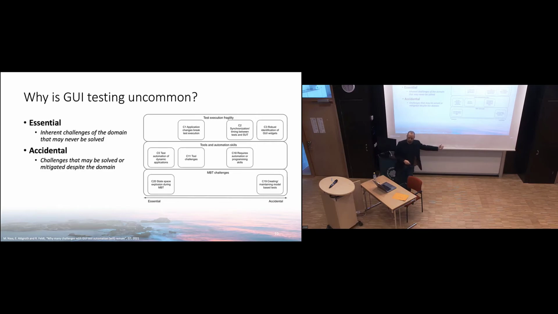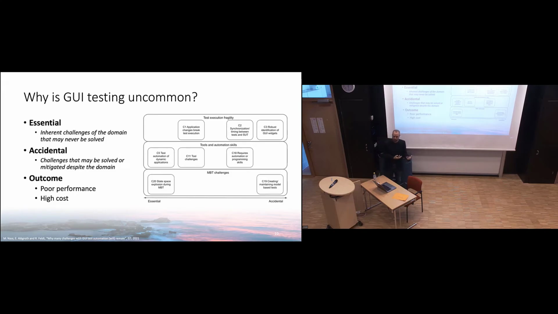Accidental problems, on the other hand, are more technical problems that, with our current technology, are challenges today, but maybe not tomorrow. So hopefully these two core problems that I mentioned, synchronization and identification, are things that we can solve in the future. The outcome of these challenges, however, for industry is that the performance of the GUI testing tools and technologies that exist is quite poor.